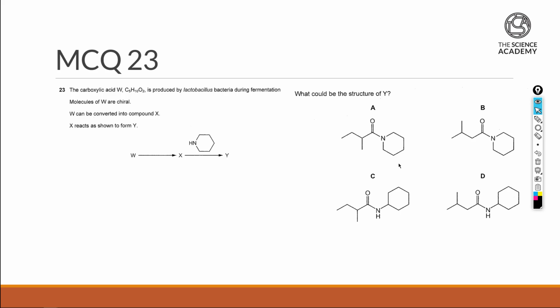MCQ 23 is a mini structural elucidation question. So let's just take a look at each of the different clues. First one, we do know that W is a carboxylic acid. That means that there should be the presence of COOH that is found on W.